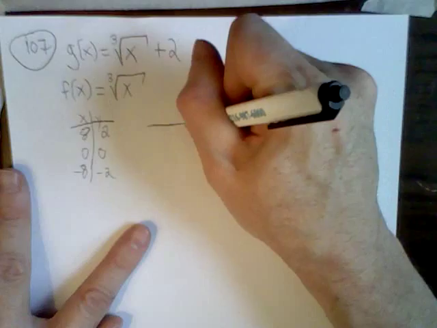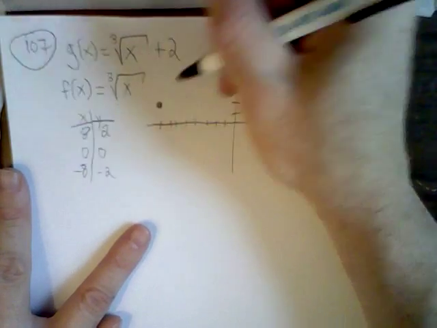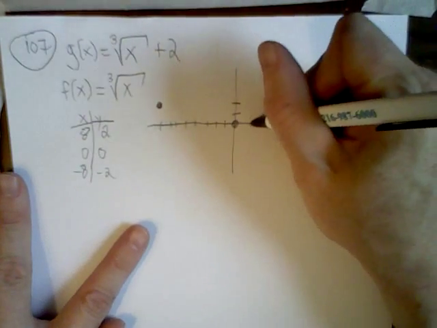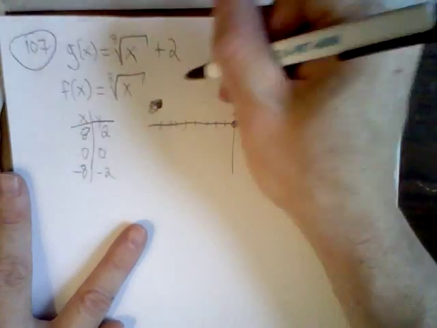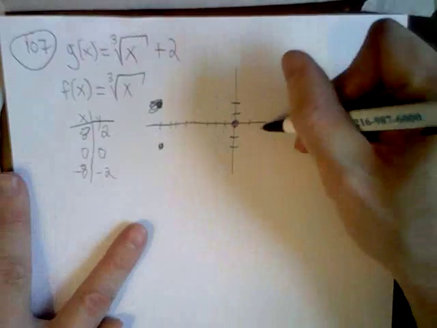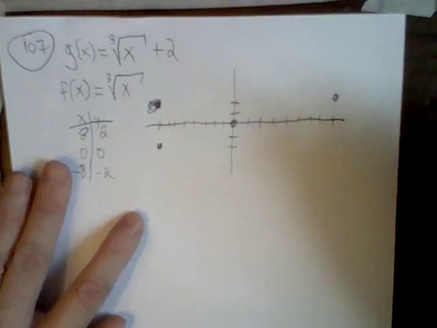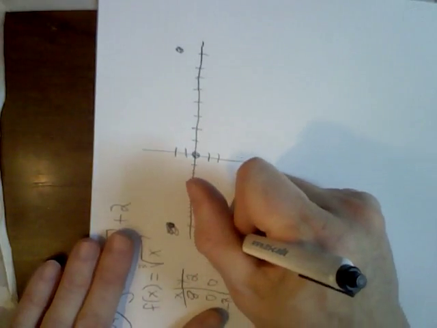1, 2, 3, 4, 5, 6, 7, 8. 1, 2. 0, 0, and then 1. Whoops, I went the wrong way. So negative 8, negative 2, it's down here. 1, 2, 3, 4, 5, 6, 7, 8. Positive 2. And then I connect my dots.